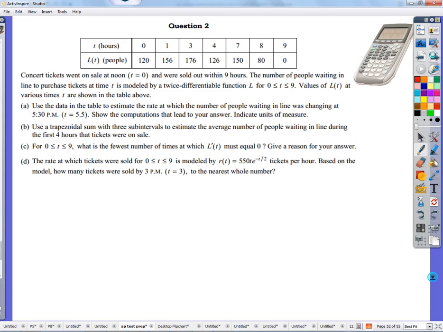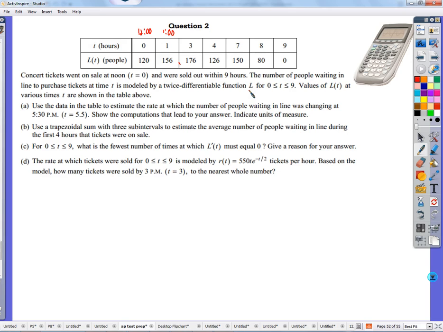Okay. All right, so concert tickets went on sale at noon. Time equals zero. So this means noon. So this is 12, and this is 1 o'clock, and so on. Sold out within 9 hours. So by 9 hours, they had no more tickets. The number of people waiting in line to purchase tickets at time T, any time T, is given by the table. It's modeled by a twice differentiable function, which means it has a derivative and a second derivative.